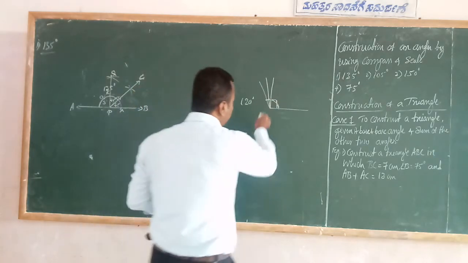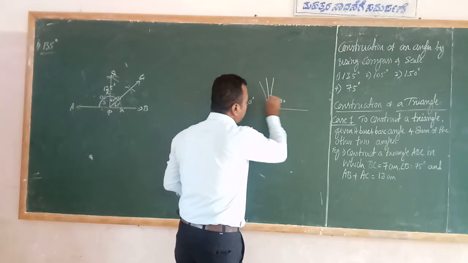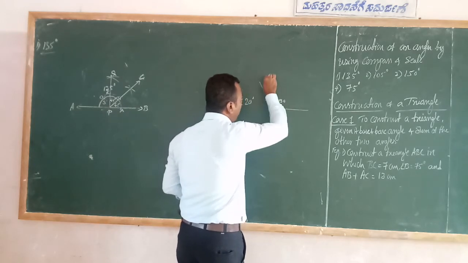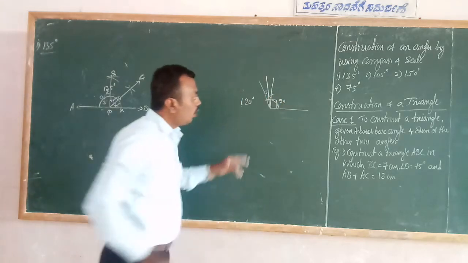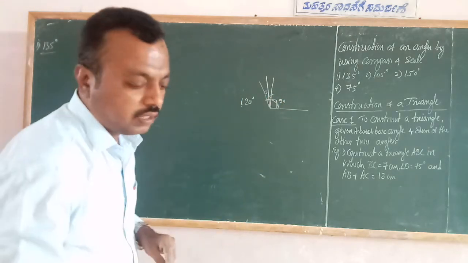Because this is 30 degree. This is 90, so this part is 30. If you bisect the 30, it will become 15. 15 plus 90, how much does it become? 105 degree. Is it right? So like this you have to construct it.